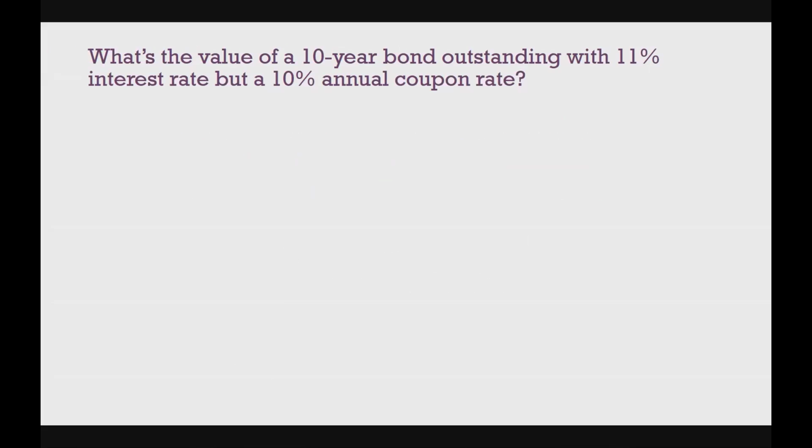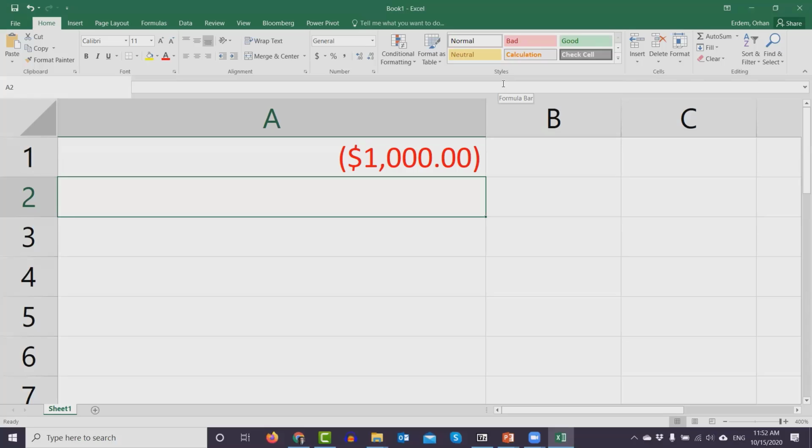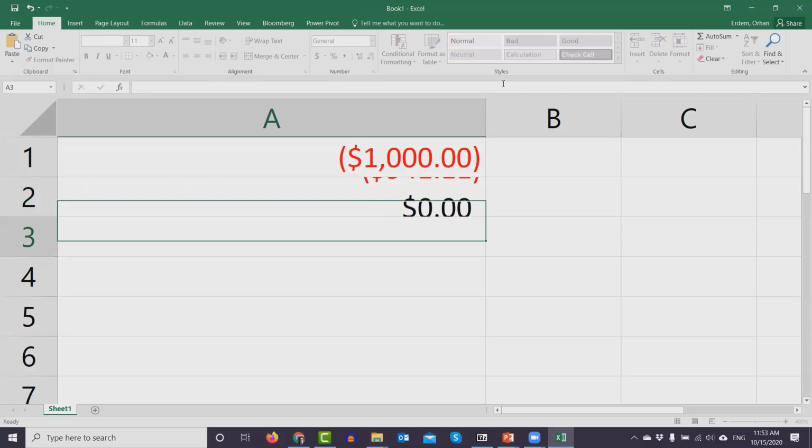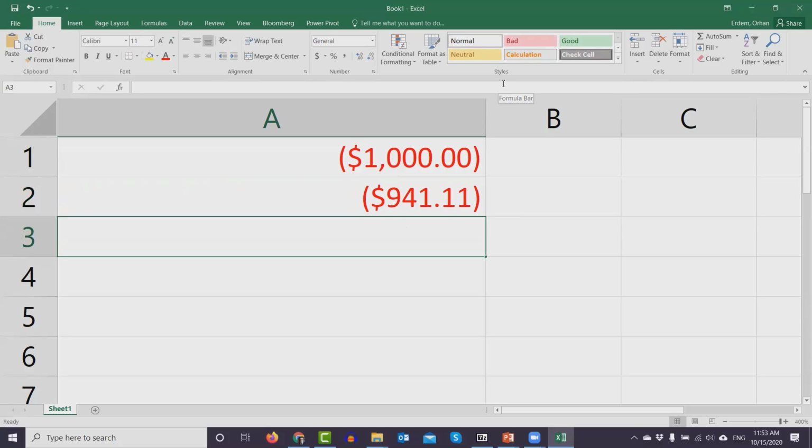In this question, the only difference is the interest rate is not 10%, it's 11% now. So what we are supposed to do is insert all these values in Excel and then come up with a price. Now let's open the same Excel sheet and use the PV function. PV, open the parentheses. The rate is now 11%, comma, number of periods is 10. Payments is again 100,000, it didn't change. And then the future value, which is the par value, is $1,000. The only difference with the first question is the interest rate is 11% right now. So when the interest rate went up, the price went down.